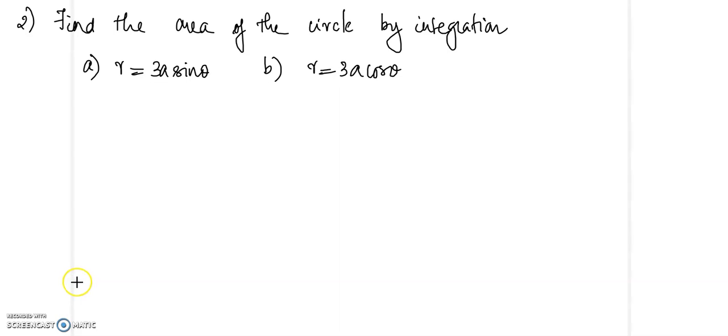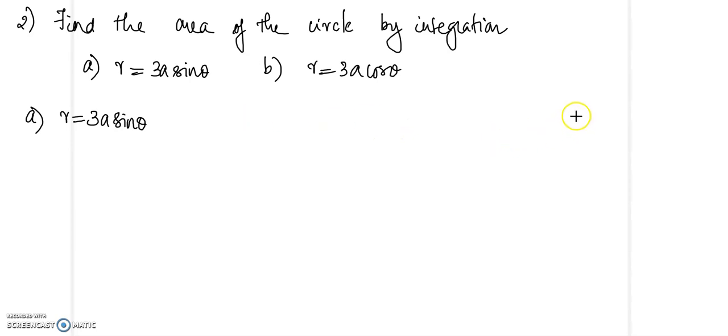So next problem is to find the area of the circle by integration. We are given the circles r equal to 3a sin theta and r equal to 3a cos theta. Let us first look at the circle r equal to 3a sin theta.